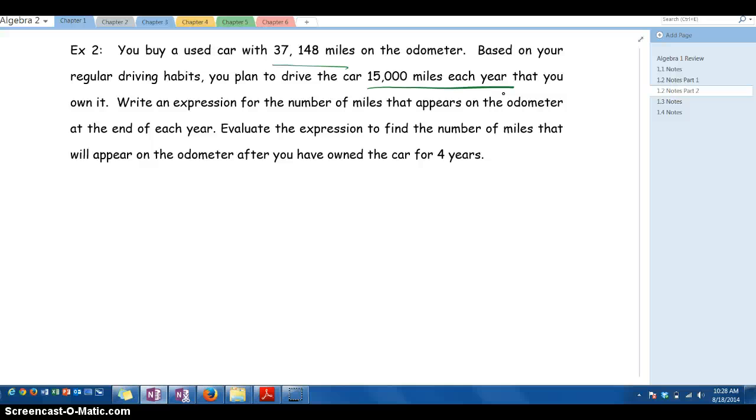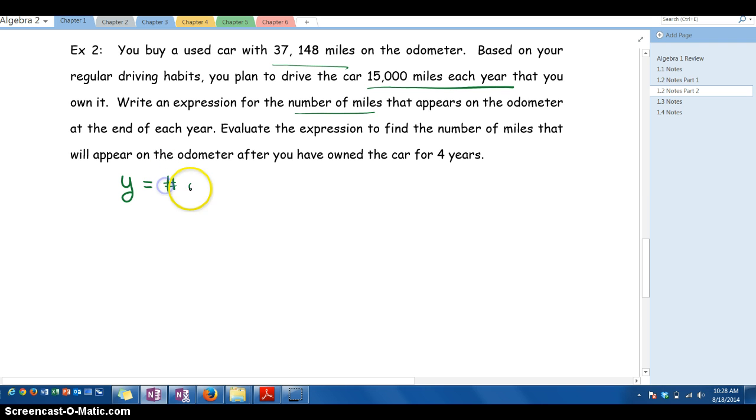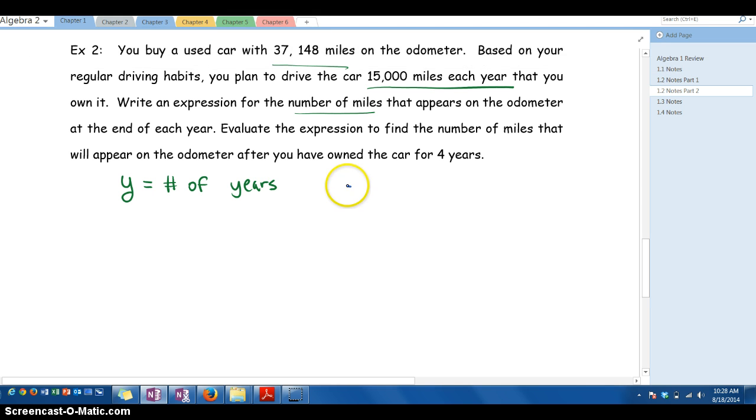Okay. All right, so then it says write an expression for the number of miles that appears on the odometer at the end of each year. Okay, so we're basing this on year. So first I'm going to go ahead and do y, and this is going to be number of years. And it is an expression, so I'm just going to kind of say this is going to be the total, okay, is going to equal.